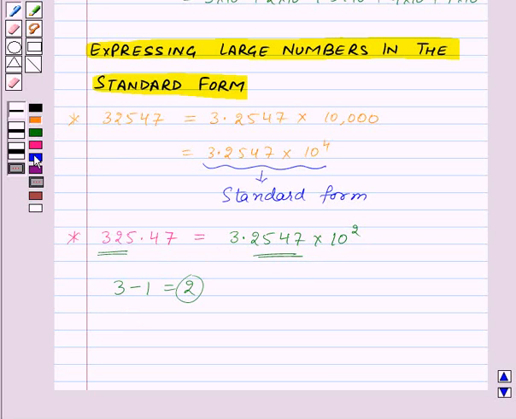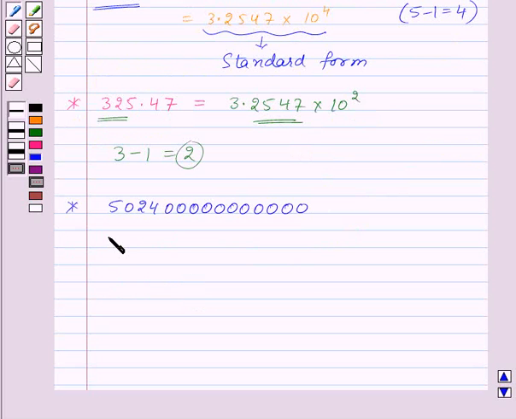Now, let's go back to this number. Here, we can see that the decimal point is over here on the extreme right of the given number. That means there are 5 digits on the left of decimal point. And thus, the exponent of 10 will be 5 minus 1 equal to 4. So here, 4 is the exponent of 10. Now, let us express this given number in standard form. First of all, the decimal point is on the extreme right of the number. Now, we need to count the number of digits on the left of decimal point, which is 15 over here. So, the exponent of 10 will be 15 minus 1, that is 14. So, this number will be written as 5.024 into 10 raised to the power 14 in the standard form.